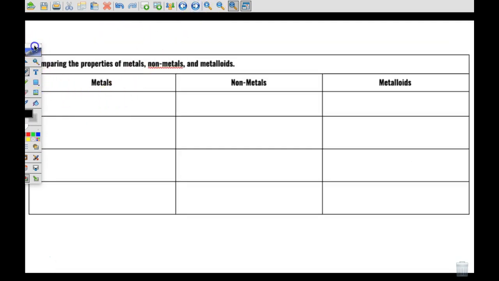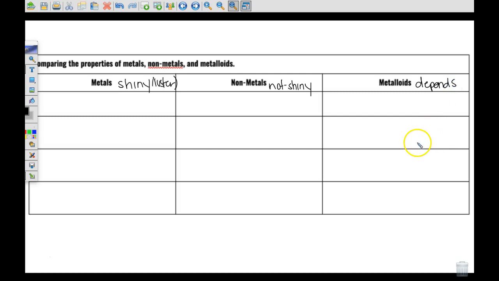Now let's compare the properties of metals, nonmetals, and metalloids. So when you think of a metal, typically you think of something that's shiny. In chemistry, we call that luster. Nonmetals are typically not shiny. And metalloids, it kind of depends on what we're dealing with. So silicon is sometimes really shiny, but sometimes it can be dull. And gallium is sometimes shiny because it has some of the properties of a metal, but other metalloids not so much.